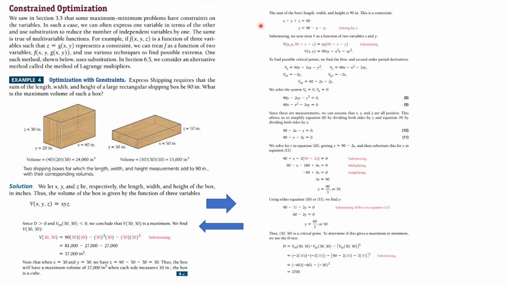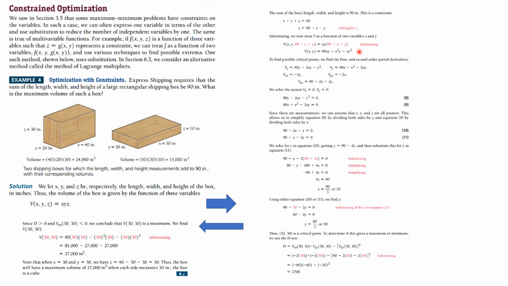Now we go up here and see that the sum of the box's length and width and height is 90. So that means I can solve for z in terms of the other 2 variables, and z is equal to 90 minus x minus y. So we can substitute that into our expression for V, and now you see there is no z, so we substitute in, and we get that V of x, y is this expression. So that's the thing we're trying to maximize.